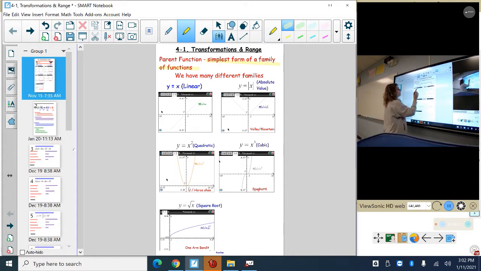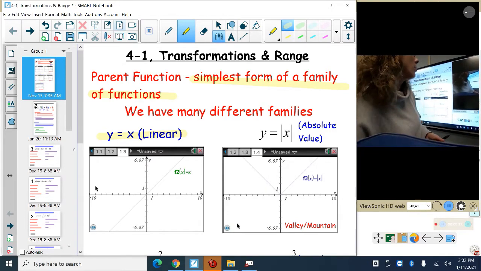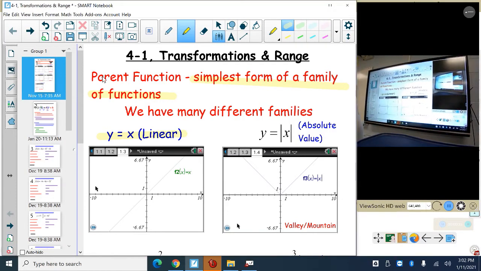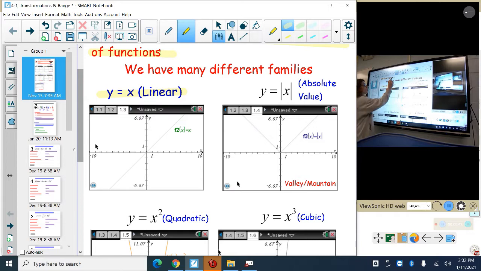So the very first one I give you is y equals x. That's a linear function, and I'm going to make this bigger so that you guys can see it a little bit here. And probably turn this more at an angle for you guys. There. Okay, so it's a linear function. So when it's a linear function, that means you are literally going to have a line on your screen, okay? Absolute value is y equals the absolute value of x. That is going to be whenever you have a mountain or a valley, okay?